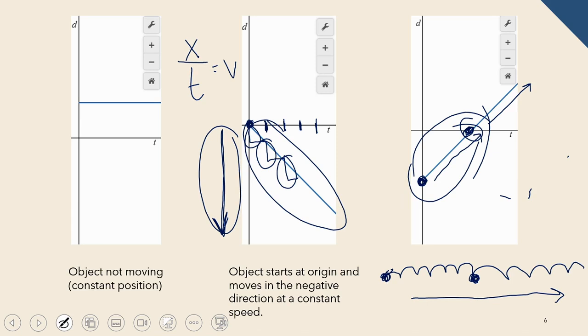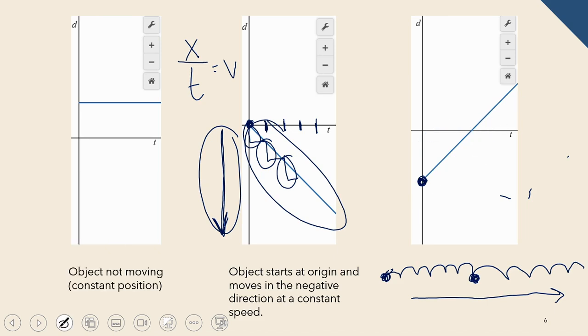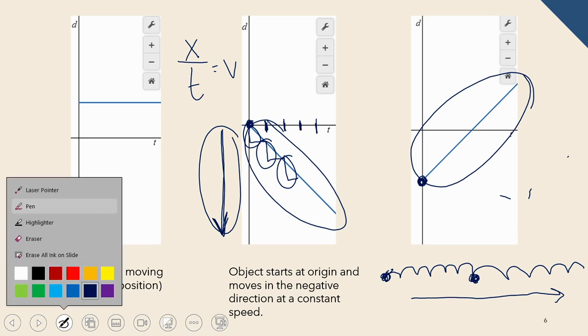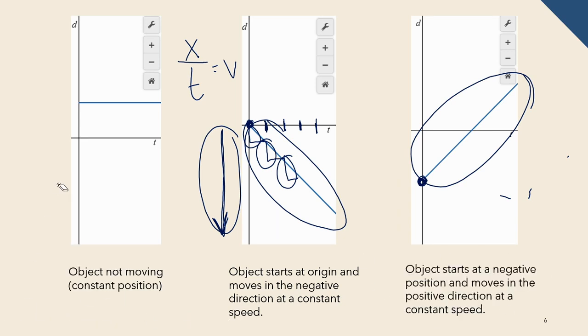Again, this object, let's erase some of the lines here. This object is moving at a constant velocity because the slope of this graph is linear, which means Bob is covering the same amount of displacement over every unit in time. So let's look at our answer real quick. Yep, the object starts at a negative position and moves in the positive direction at a constant speed, or it moves at a constant positive velocity.